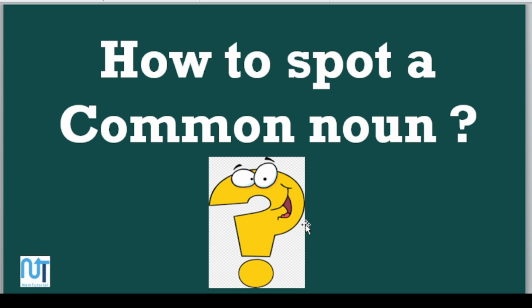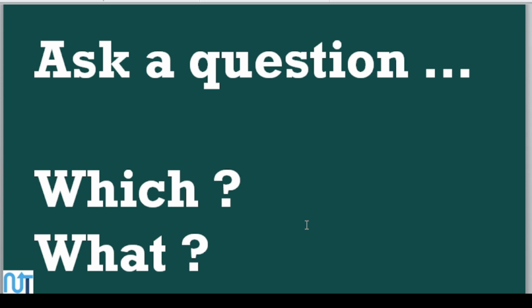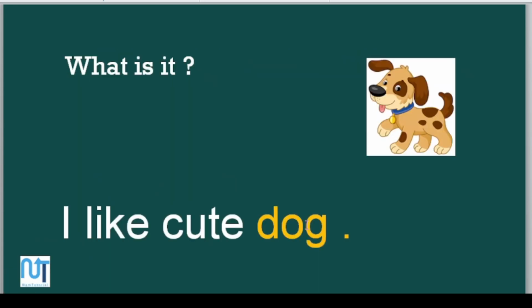Now, the very important thing: how to spot a common noun in a sentence. Okay, you might get confused sometimes. Always after reading a sentence, ask a question: which? what? Here, I like cute dog. What thing are we talking about here? Dog. Which animal? Dog. Right. But which dog are we talking about? Do you know? No, we don't know. So it's a common noun.